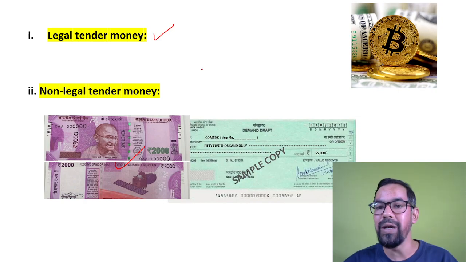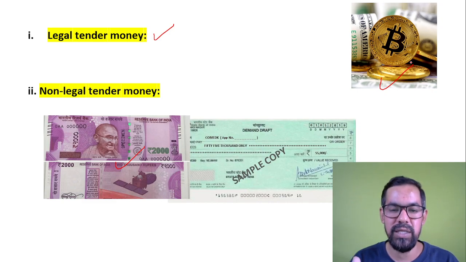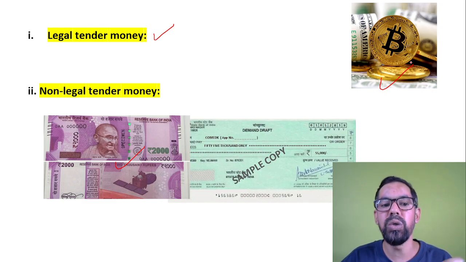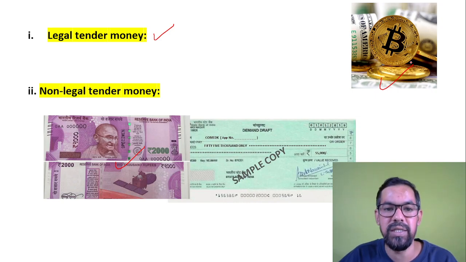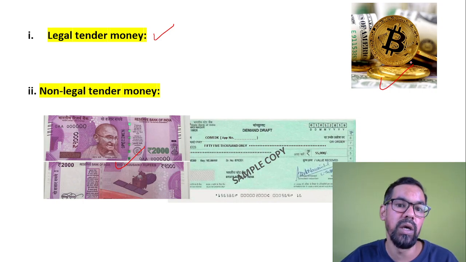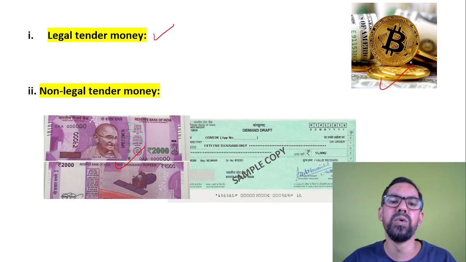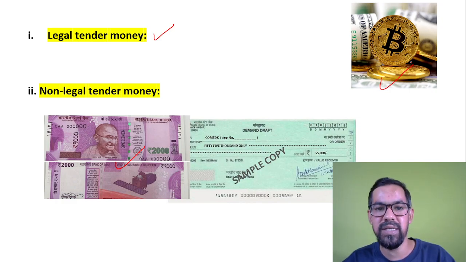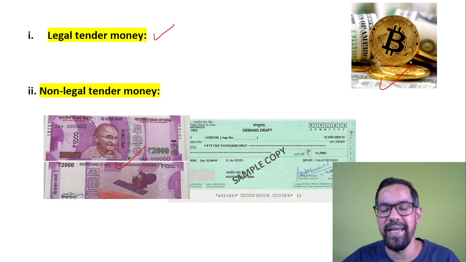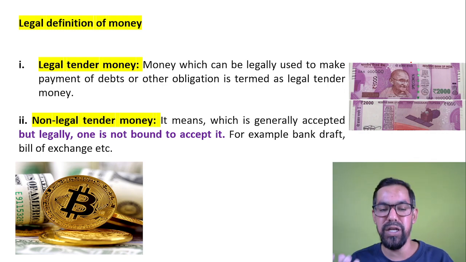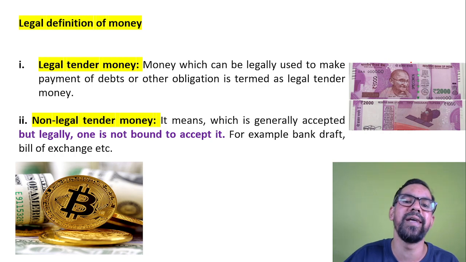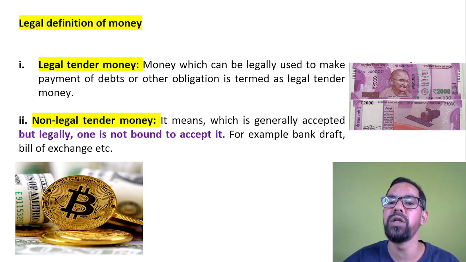If you talk about non-legal tender, sometimes you also use Bitcoin or other cryptocurrencies like Ethereum or Dogecoin as a medium of exchange. They are used as a medium of exchange in some businesses, but they do not have legal tender status. That is why they are known as non-legal tender of money. We are using these things as a medium of exchange, but our regulatory bodies are not approving them.